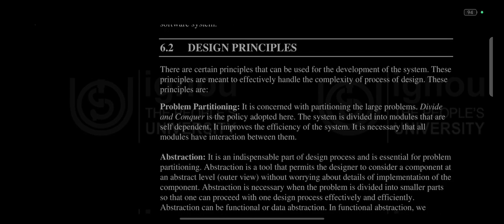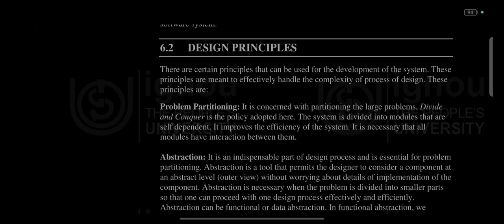Design principles: there are certain principles that can be used for the development of the system. These principles are meant to effectively handle the complexity of the process of design. These principles are problem partitioning. It is concerned with partitioning the large problems. Divide and conquer is the policy adopted here. The system is divided into modules that are self-dependent. It improves the efficiency of the system. It is necessary that all modules have interaction between them.